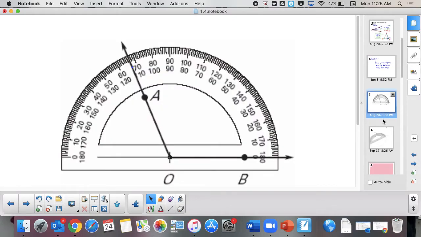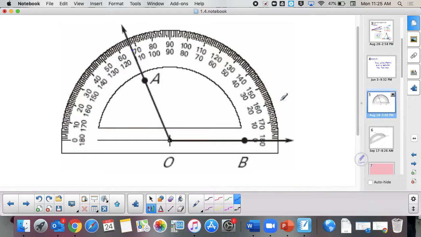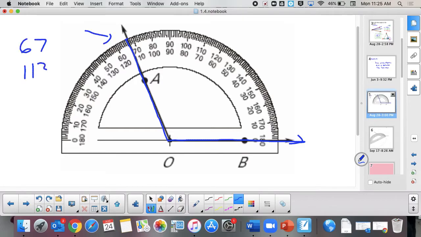So the measure of this angle here, when I look at it, it goes through 2 numbers. Up here, it goes through the numbers 67 and 113, depending on if you're on the outside numbers or the inside numbers. Since our angle is bigger than 90 degrees, it is bigger than a right angle, the measure of my angle here is 113 degrees.